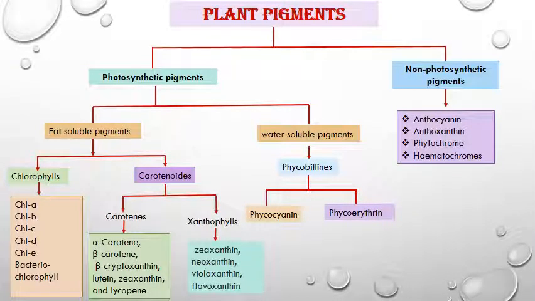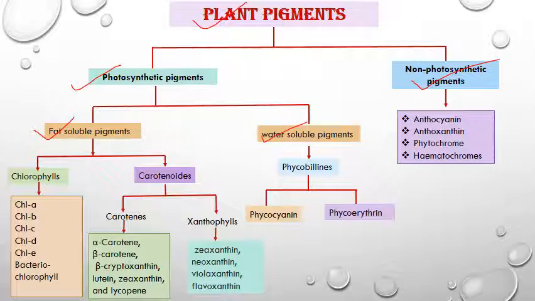Next we will discuss the plant pigments. Plant pigments are divided into two parts: photosynthetic pigments and non-photosynthetic pigments. Photosynthetic pigments are those pigments which are directly or indirectly involved in photosynthesis. They are again categorized into two parts: fat soluble pigments, which means they are soluble in fat, and water soluble pigments.